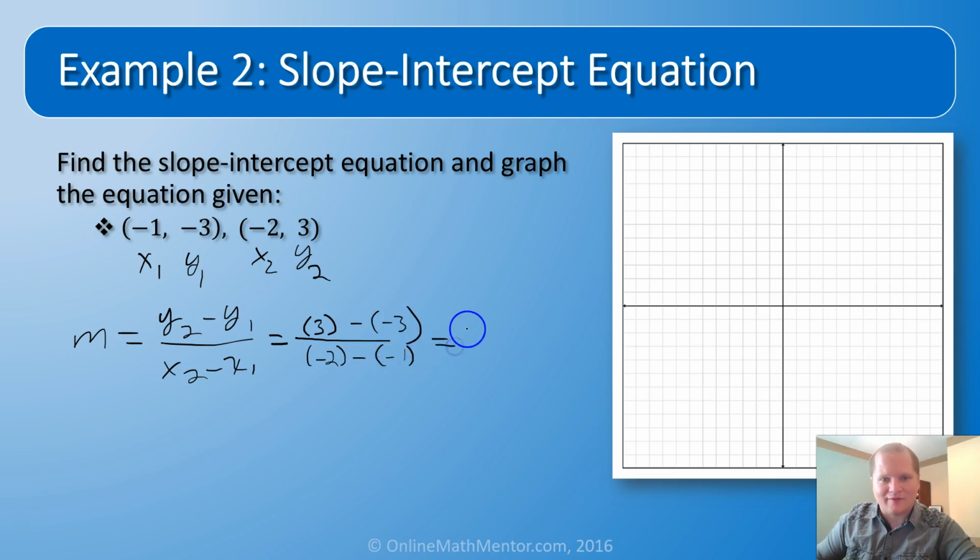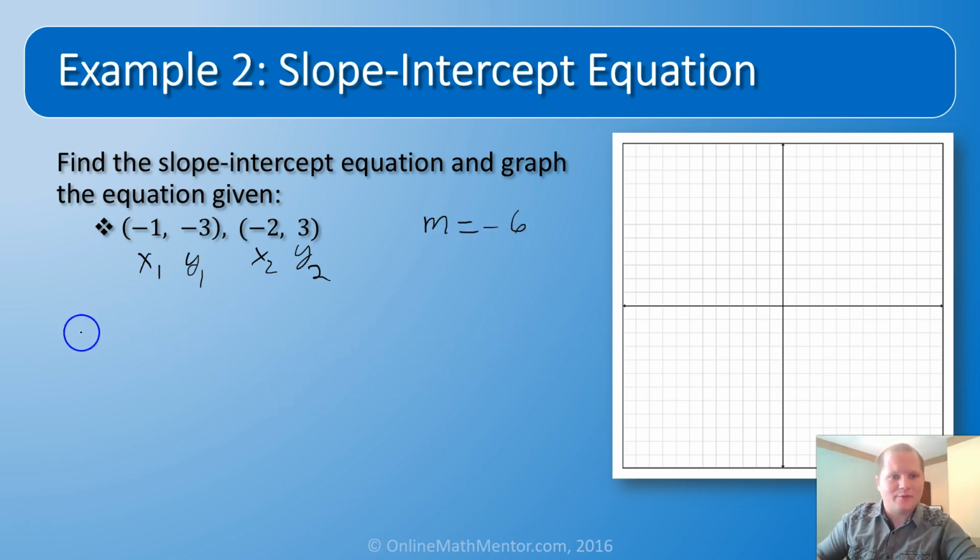And now, keeping track of our signs, this changes to 3 plus 3 over negative 2 plus 1, and ultimately 6 over negative 1. Or we could also call it negative 6. So we have our slope, but now what in the world is our y-intercept? So let's give ourselves a little more room. m is equal to negative 6.